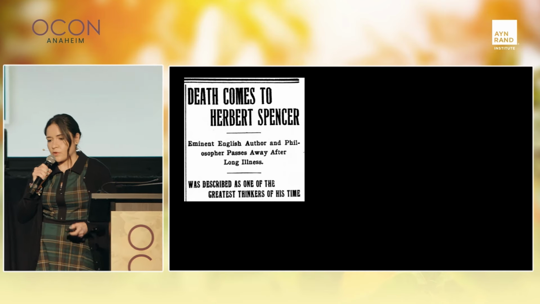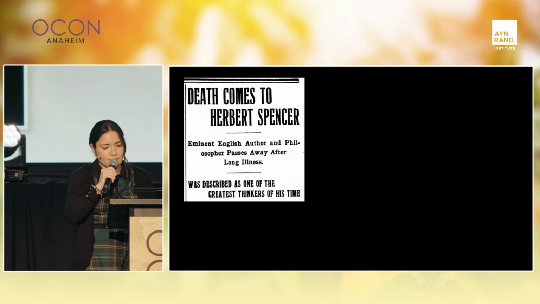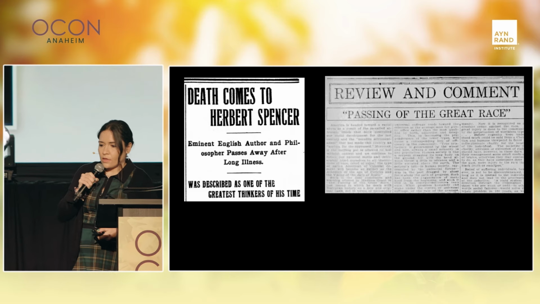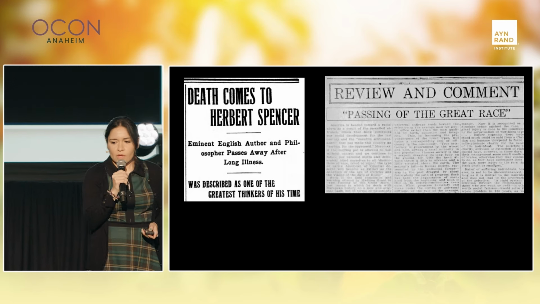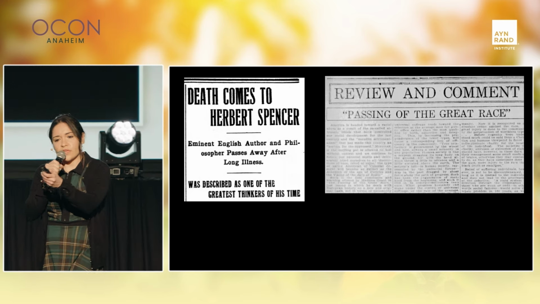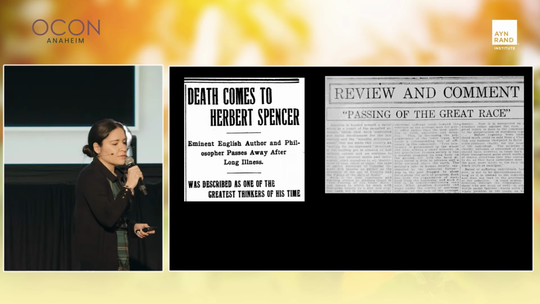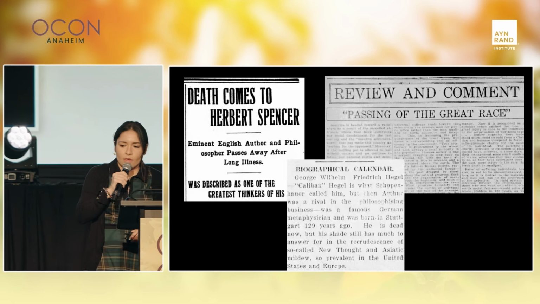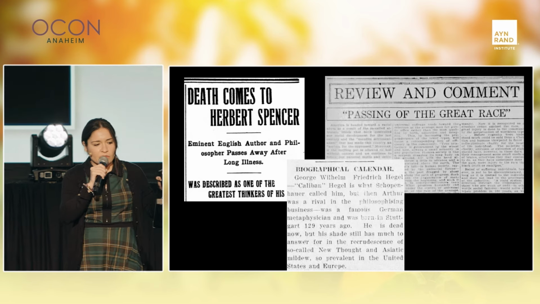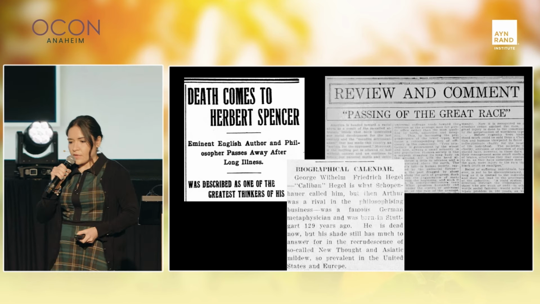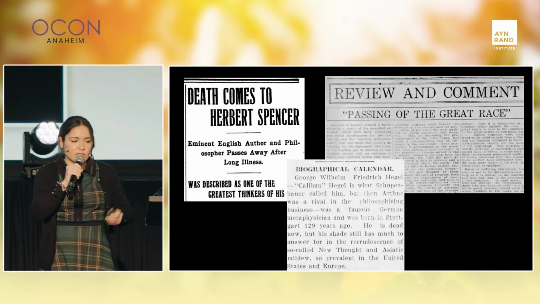Here's a newspaper clipping from when he died, described as one of the greatest thinkers of his time. Madison Grant, a notorious eugenicist. Here's a lengthy review of his book, The Passing of the Great Race, in 1916. And also Friedrich Hegel, although mostly in academic circles. But here's him being discussed in a newspaper like 100 years after his death in 1909.